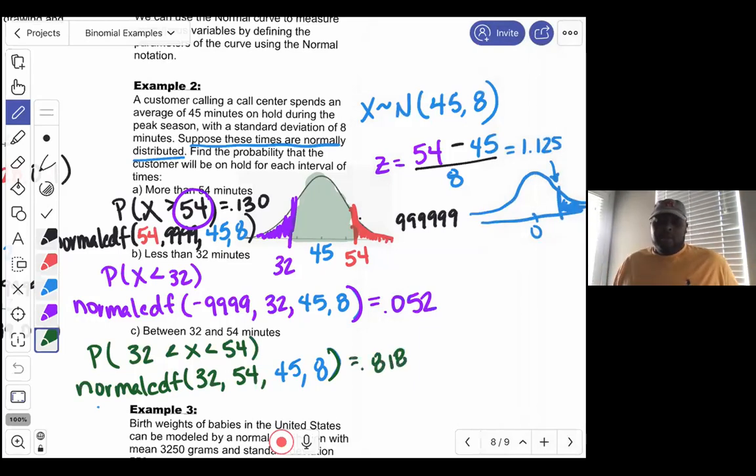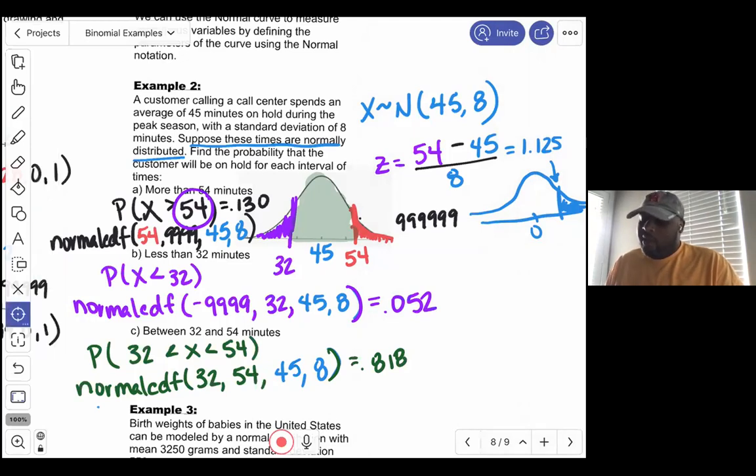All right. So every normal problem where you see the phrase "is normally distributed," you should always draw a normal curve. And the reason you're drawing the curve is because you want to see the actual shading taking place, so you know where your lower bounds are and where your upper bounds are.